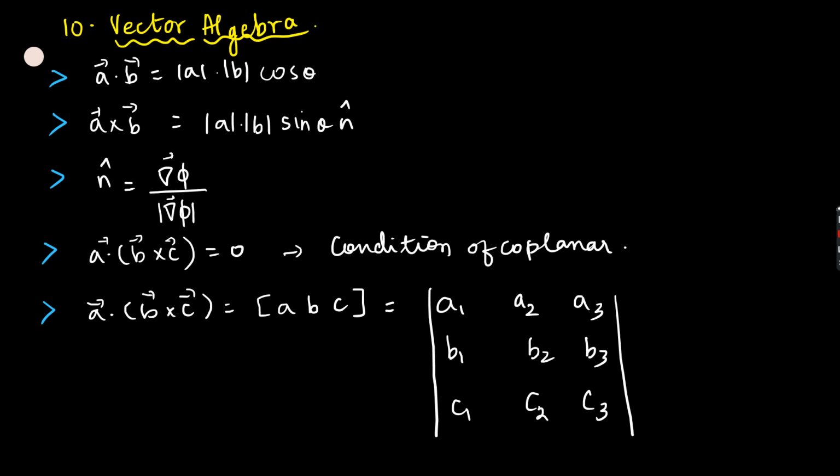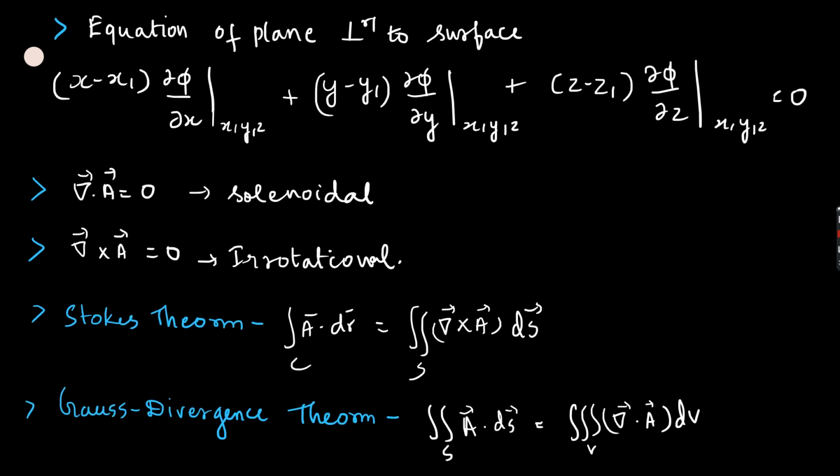So next is vector algebra. Again in vector algebra, here I have considered only some of the important points. The dot product is equal to AB cos theta, and the cross product is equal to AB sin theta n cap. N cap is the unit vector which is perpendicular to A and B. And the n cap unit vector can also be written as del phi by mod of del phi. And A dot B cross C is a scalar triple product. If it is equal to 0, then it is the condition for coplanar. And you can find it using the determinant also.